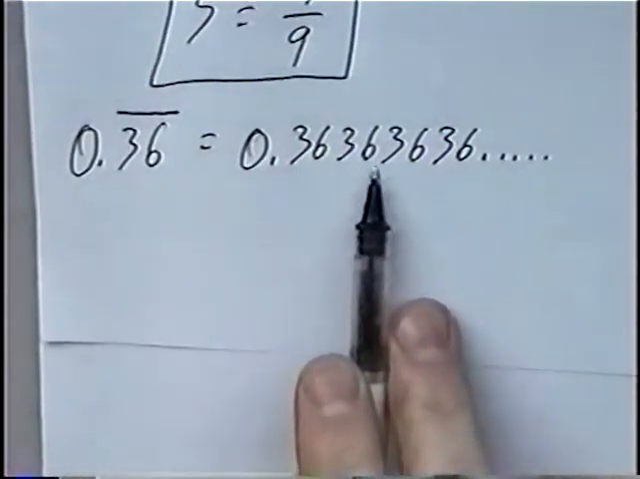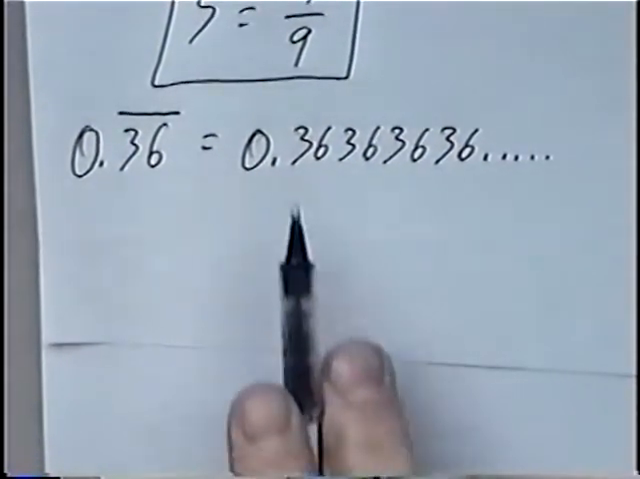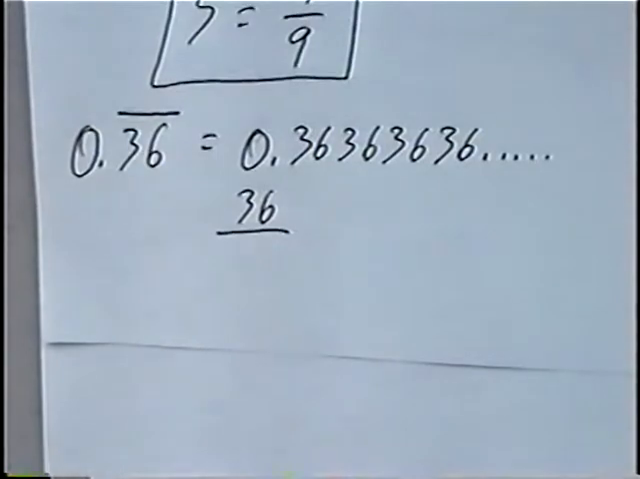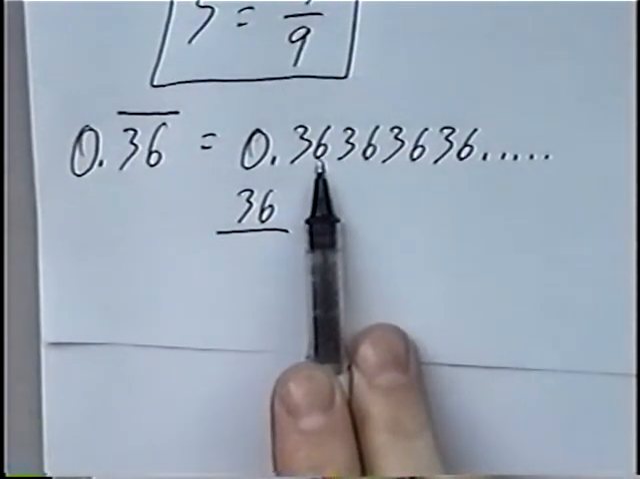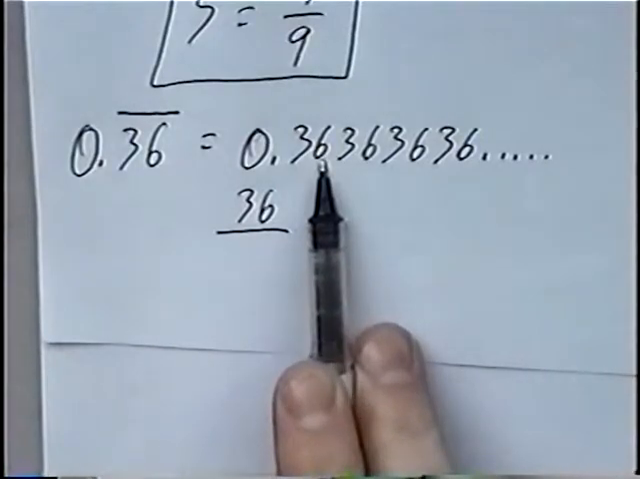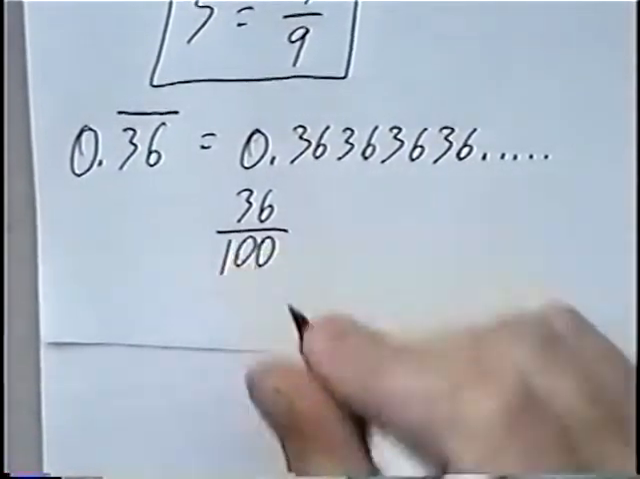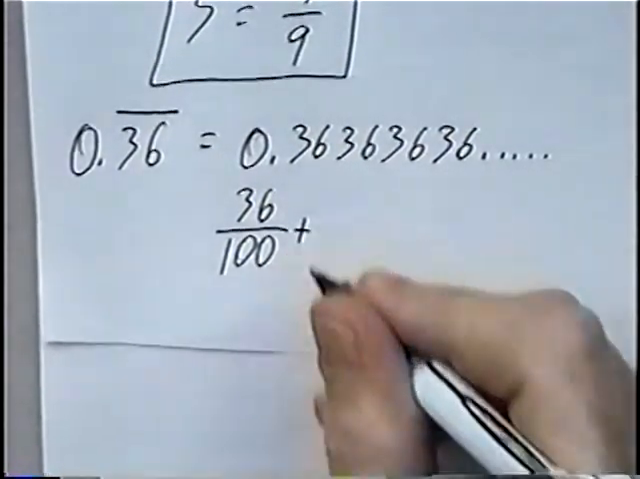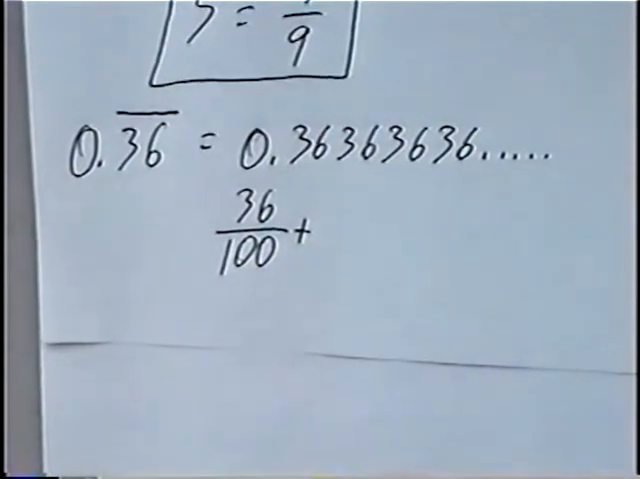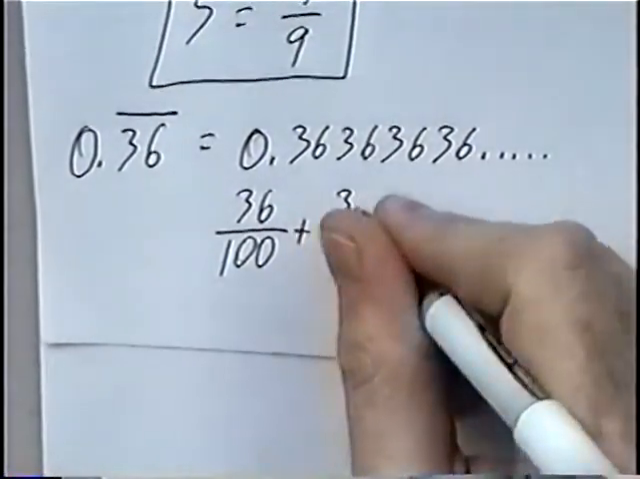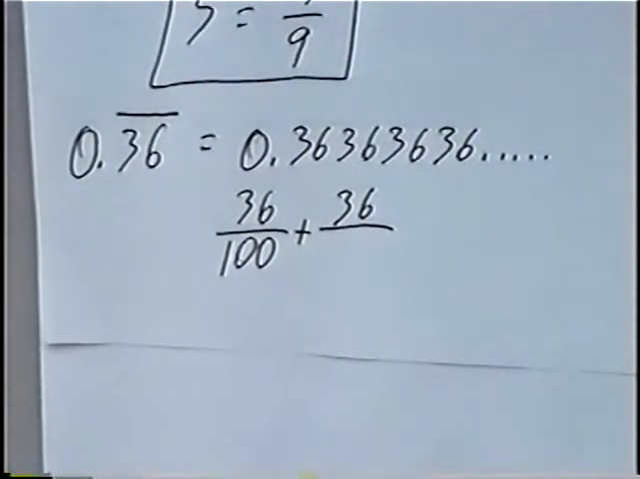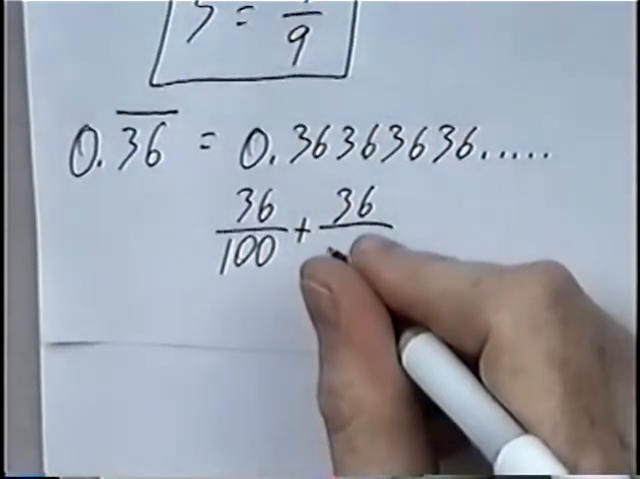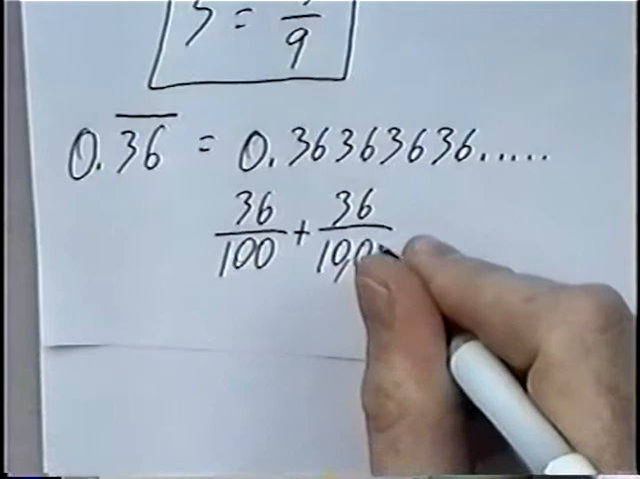We can change each part of this as a fraction. If we have two numbers, 36, we'll take both of those for the fraction, 36. And the decimal place for the 36 will be the second decimal. The 3 is the tenths place, the 6 is the hundredths place. So the first 36 will be 36 over 100. And again, we can add to that each 36 as a separate fraction. The second 36, if you count the placeholders, tenths, hundredths, thousandths, and ten-thousandths, the second 36 would be over 10,000.